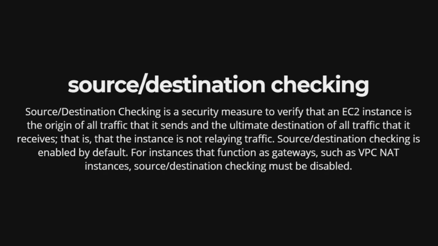Source/destination checking. Source/destination checking is a security measure to verify that an EC2 instance is the origin of all traffic that it sends and the ultimate destination of all traffic that it receives, that is, that the instance is not relaying traffic. Source/destination checking is enabled by default. For instances that function as gateways, such as VPC NAT instances, source/destination checking must be disabled.